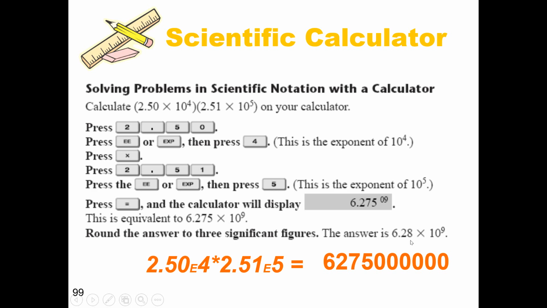If your answer in your calculator shows like 6.275 times 10 to the 9th, that's okay too. This is a rounded answer, so this is what your calculator might show, 6.275 times 10 to the 9th power, or something like this. Just depends on how many digits your calculator can hold.